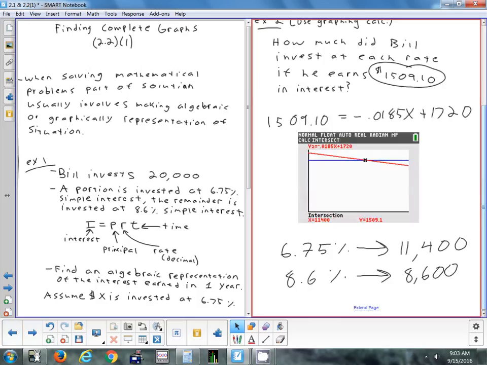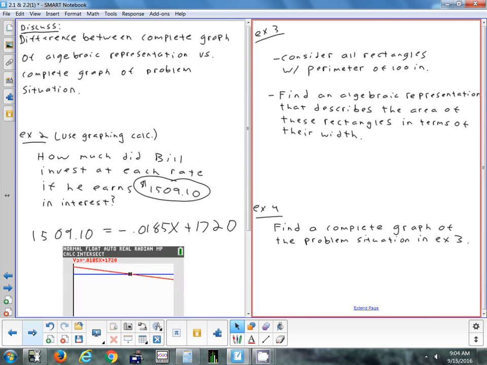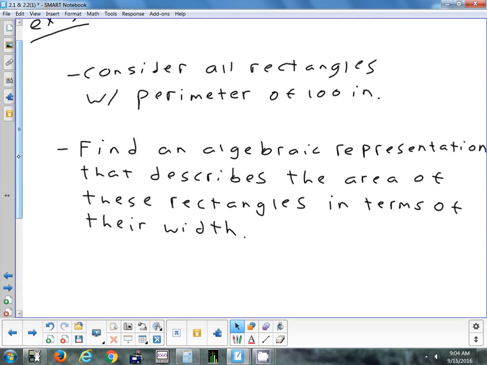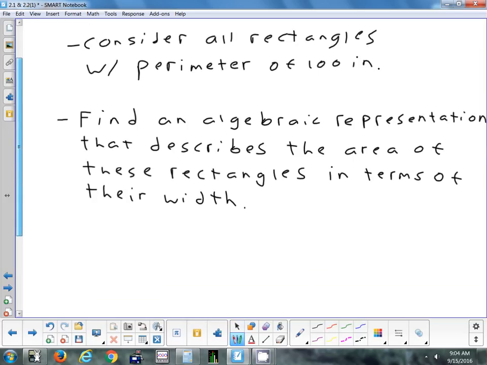Okay, any questions on that? All right, so last page. I think we might have done a problem like this in the homework, similar, about rectangles with finding perimeter and area. This one says, think of all the rectangles that have a perimeter of 100. Find an algebraic representation that describes the area in terms of the width. In other words, you tell me the width of your rectangle that has a perimeter of 100, and I'll tell you what the area would be automatically.